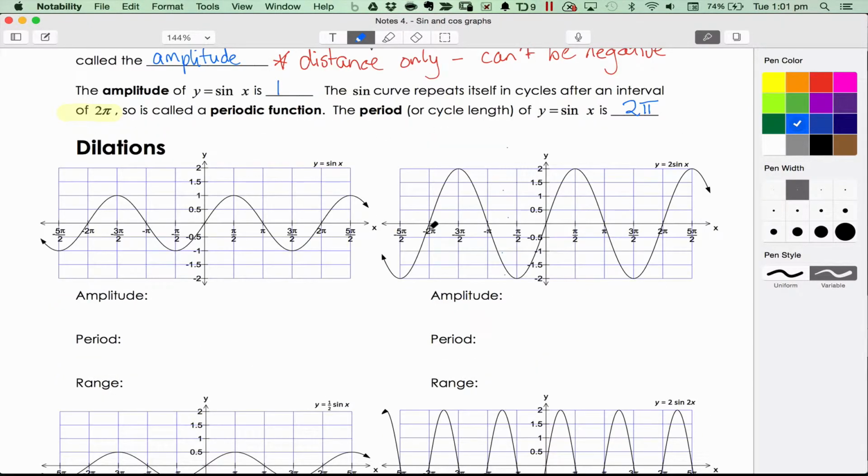You might like to have a look at these graphs yourself and pause the video, and see if you can find the amplitude, the period, and write the range of each graph. Pause the video now.